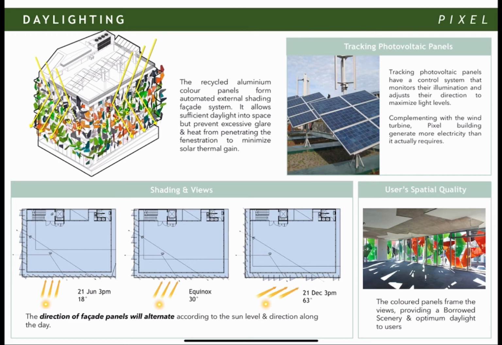Complementing with the wind turbine, Pixel Building generates more electricity than it actually requires. For user experience, the direction of the facade panels will alternate according to the sun level and direction along the day. It frames the view and provides a borrowed scenery to the users.